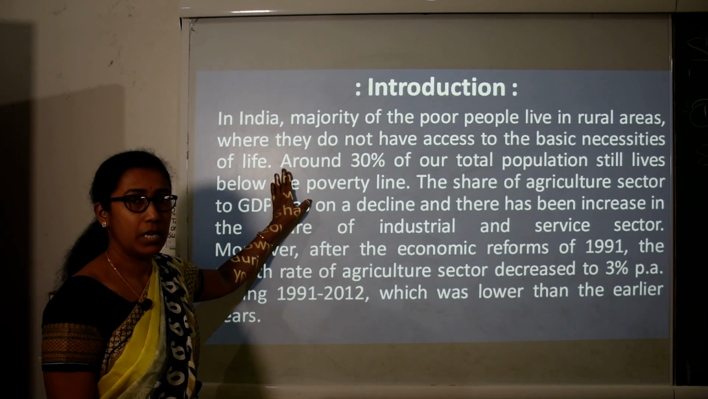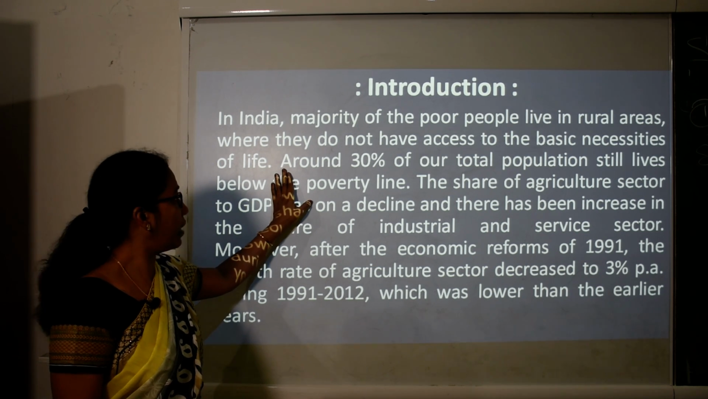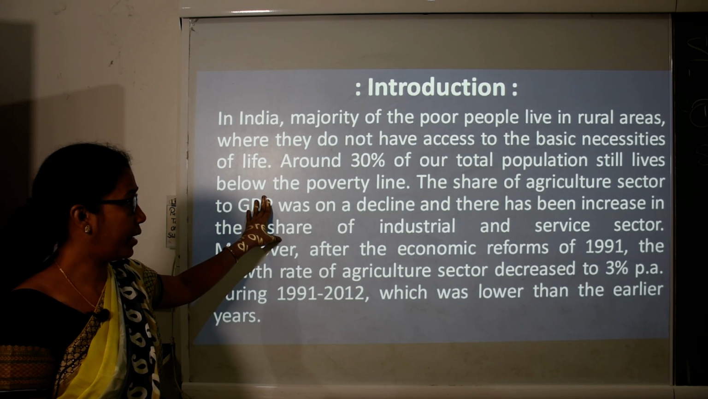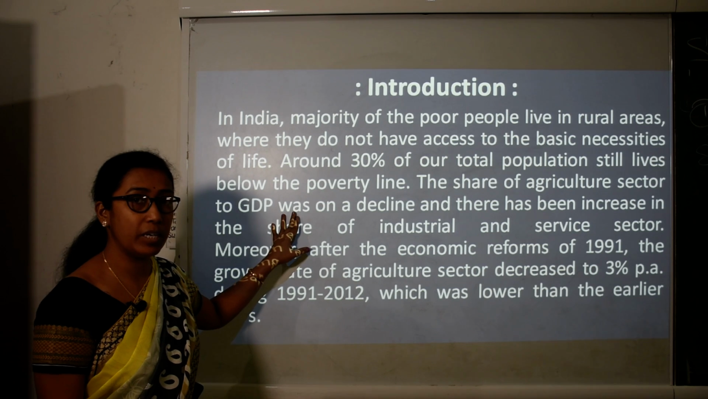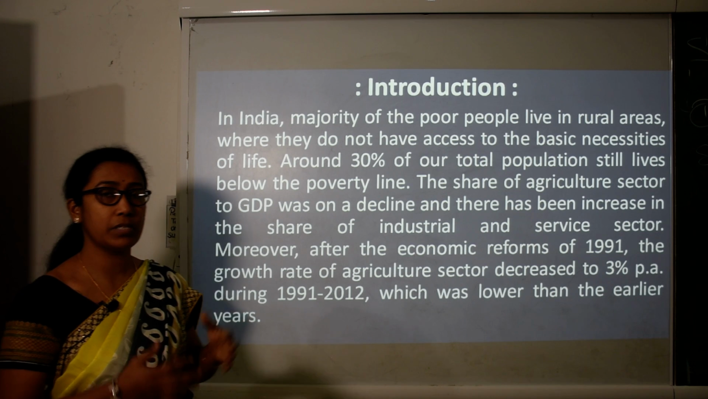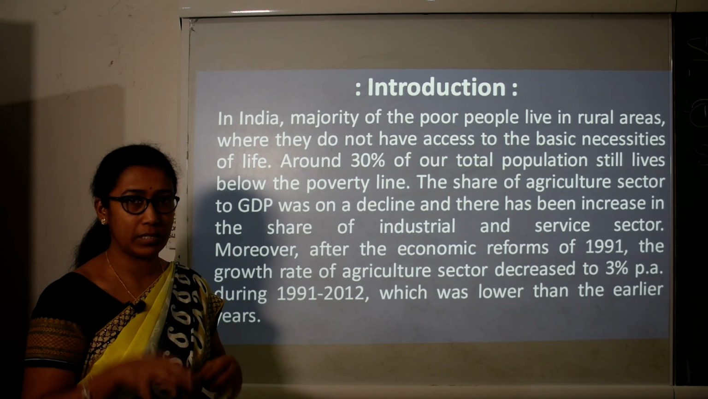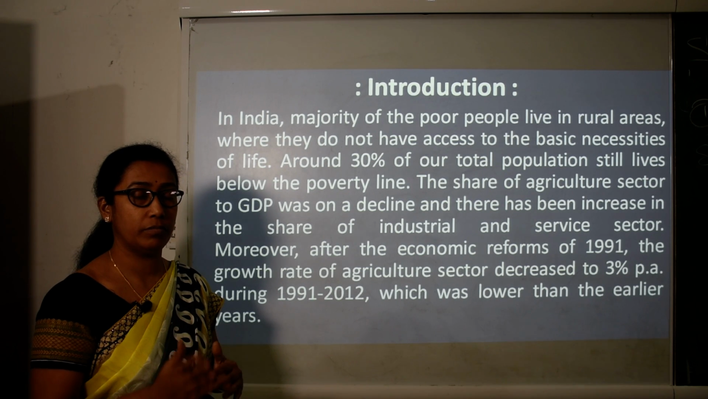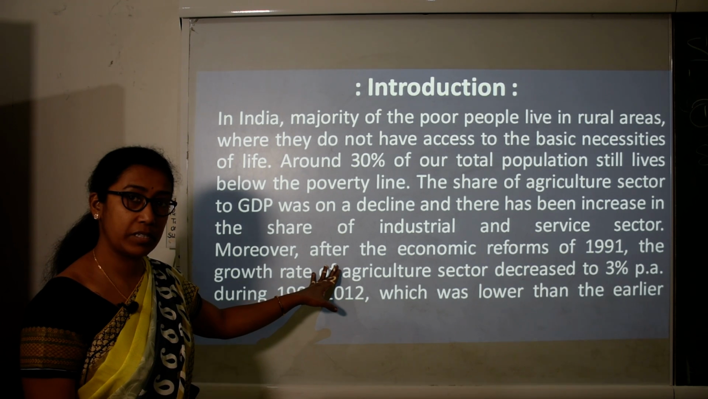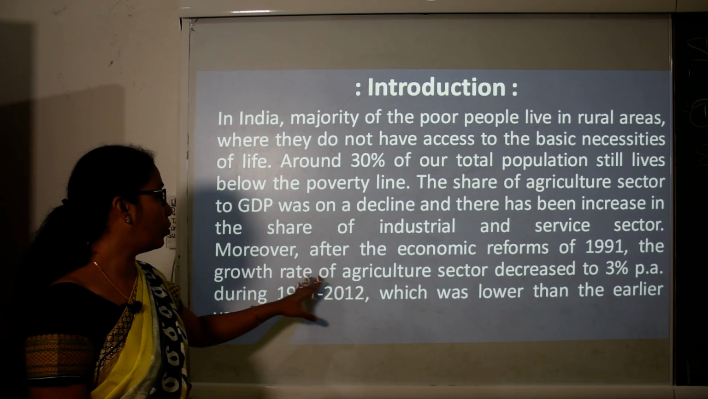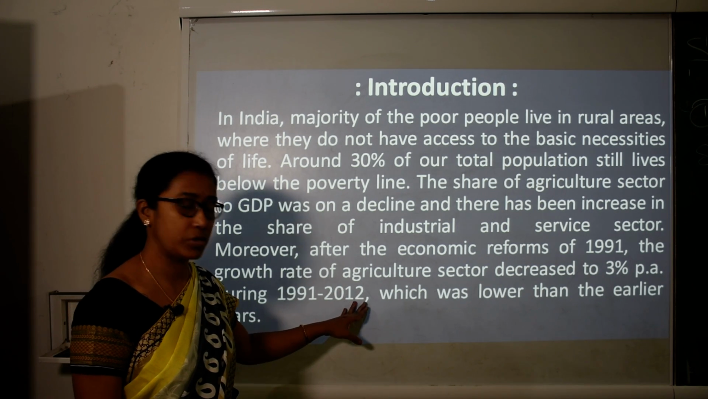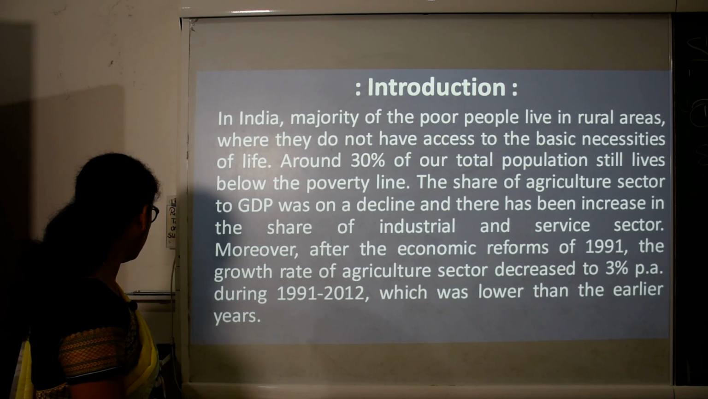have access to basic amenities like clean drinking water, food supply and so on. Around 30% of our total population still lives below the poverty line, and the share of agriculture sector in GDP was on a decline, and there has been an increase in the share of industrial and service sector. That means from the agriculture sector the contribution to GDP is declining, whereas contribution from the industrial sector and tertiary sector has been increasing. Moreover, after the economic reforms, that is the new economic policy since 1991, the growth rate of the agriculture sector decreased to 3% per annum during 1991 to 2012, which was lower than the earlier years.